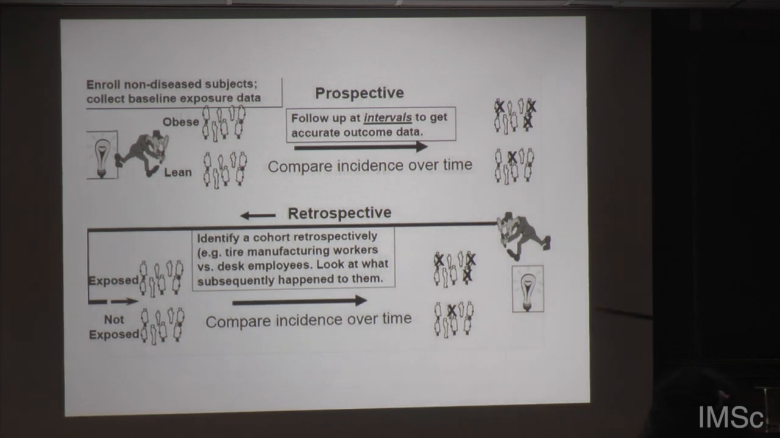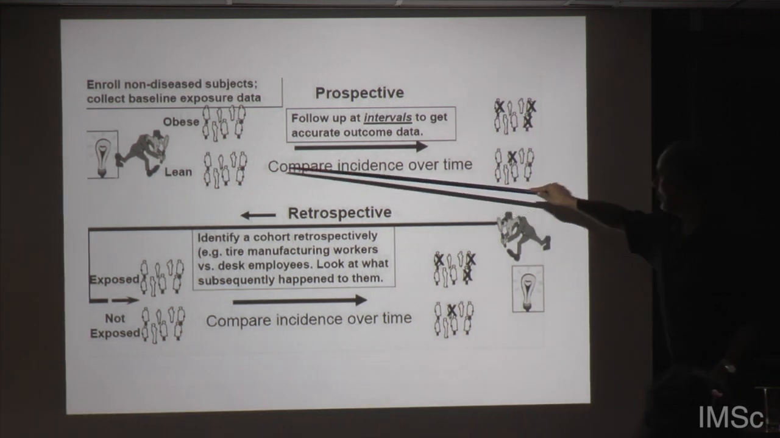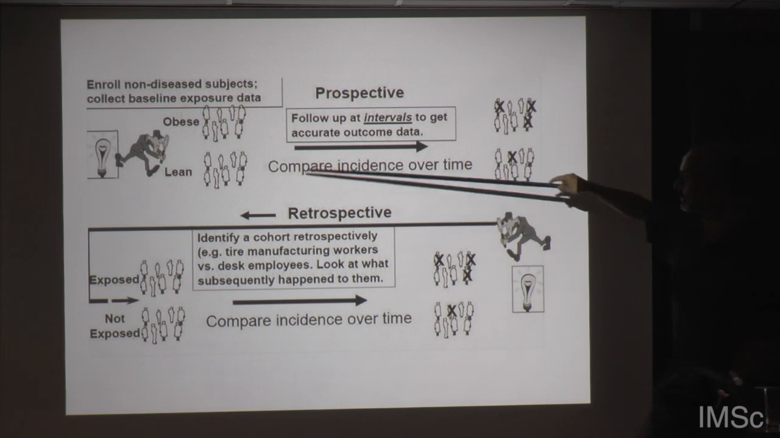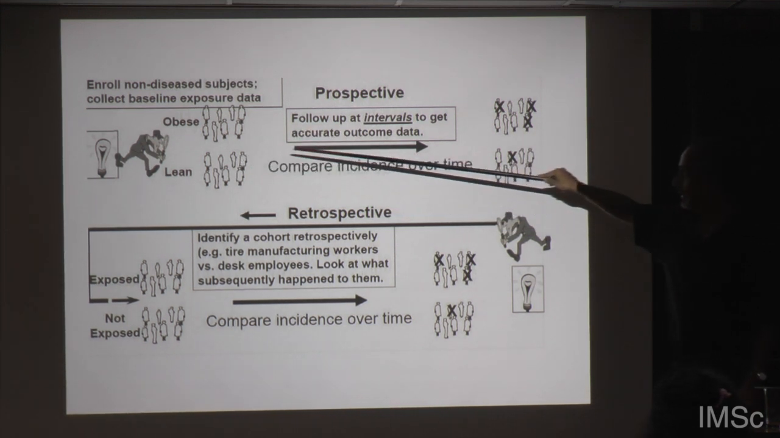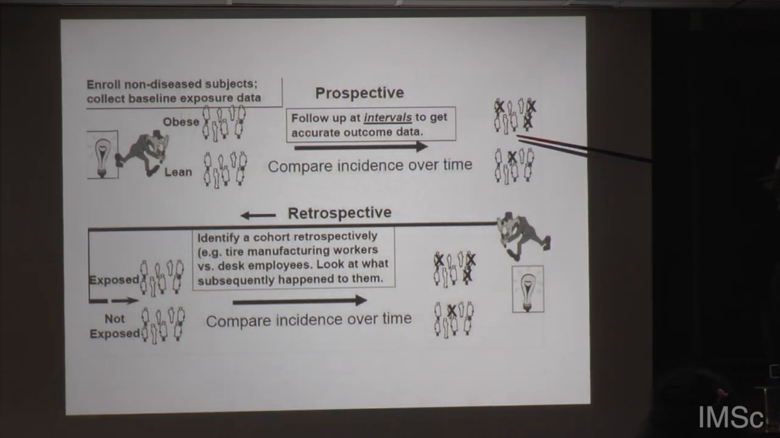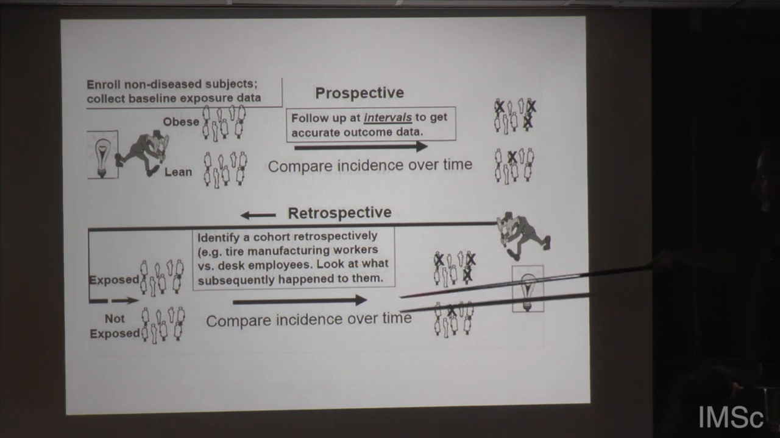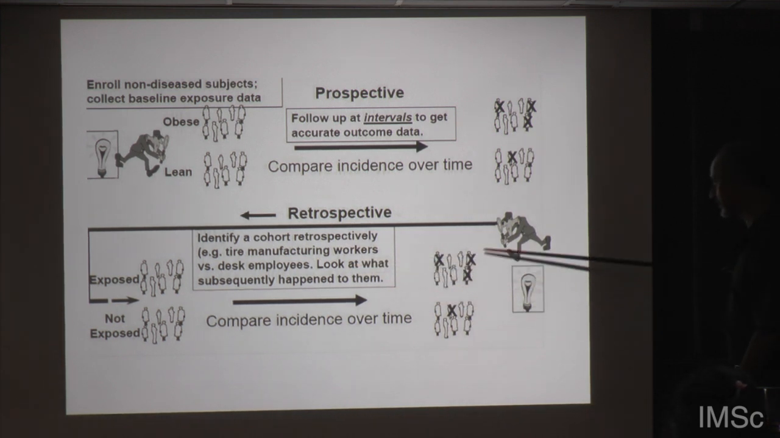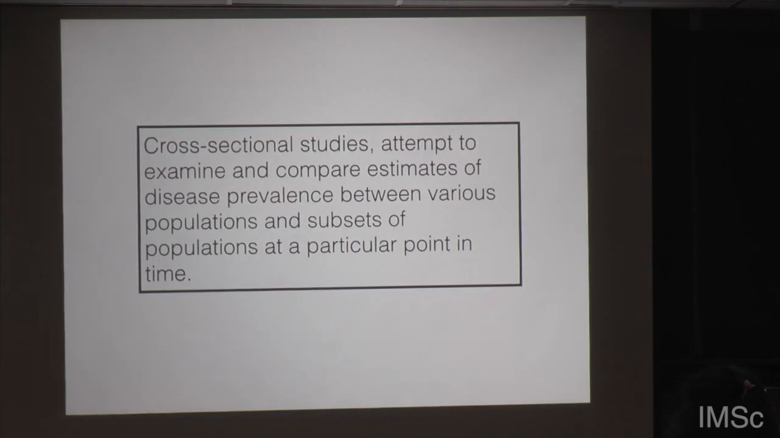So I said, prospective is to look at over time what happens to people here. For example, if you have an obese and lean population, examine them as you move across in time. And the other way, of course, retrospective is to move backward here. Look at desk employees or tire manufacturing workers and ask, if I start with them here, what happened to them? What were the different conditions that they were exposed to 10 years, 5 years before?